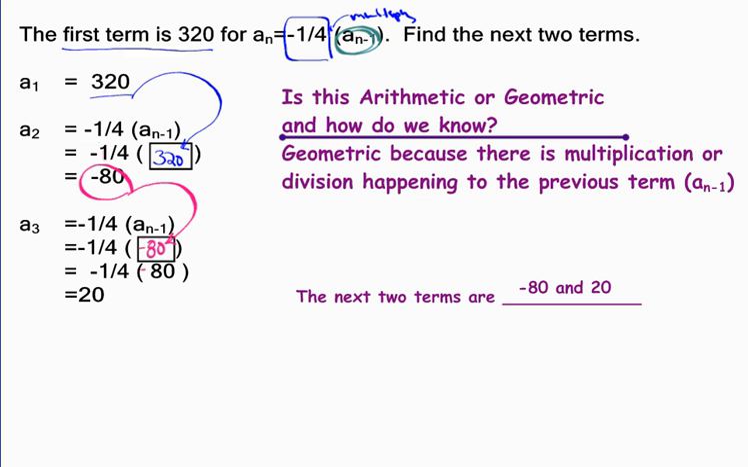Now, if I wanted to find the fourth term, it would be a sub 4 equals -1/4 times +20, because that would be that 20 coming down, and that would give me -5. So my term after 20 would be -5. And we could go on and on and on. We just have to do constant work to find the next term in this case.